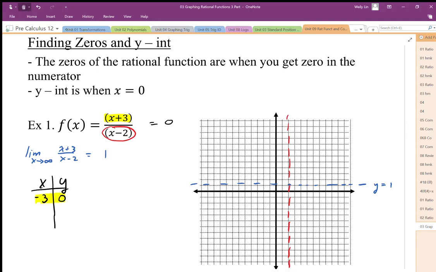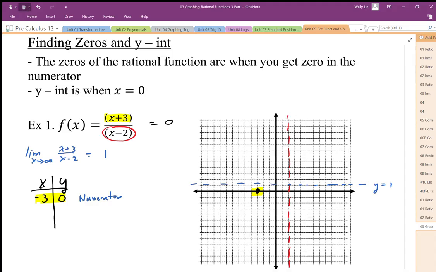And I'm going to draw that in, so I have an x-intercept at -3. And that comes from the 0 in the numerator. Okay, so I'm just going to make this explicit. This comes from the numerator. So our asymptote comes from the denominator, our 0 comes from the numerator.